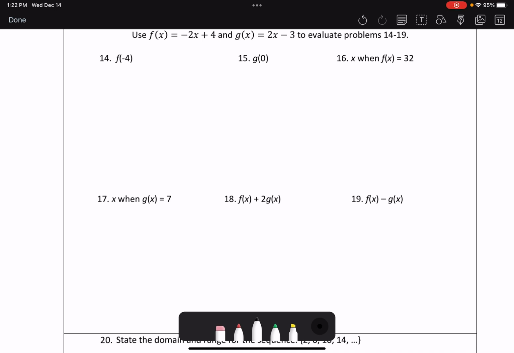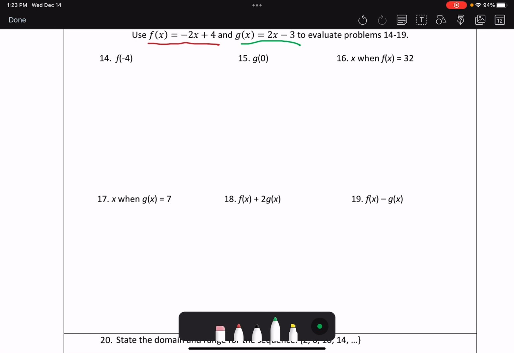So I've given you these two functions, f of x equals negative 2x plus 4, and g of x is equal to 2x minus 3. And I'm going to use these functions to evaluate problems 14 through 19. So problem 14 says evaluate f at negative 4.